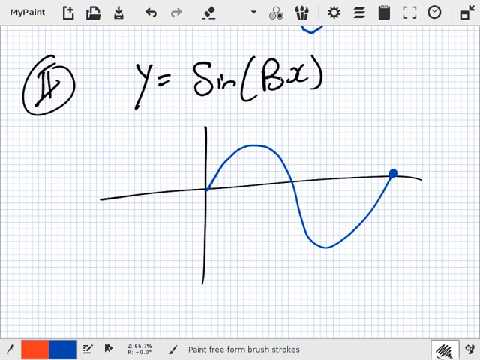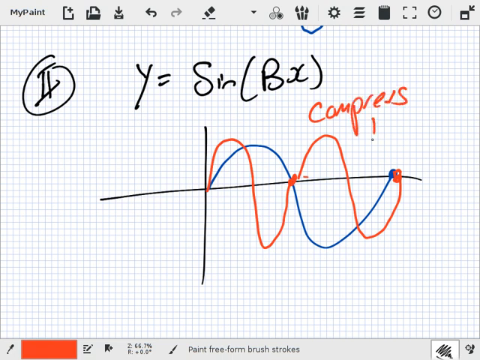Yeah, that's it. So what verb would you use? Any verb? Squished is fine, yeah. Squished, compressed. So it's actually narrower. You get twice as many. So instead of being like this, you'll have 2 of them. So it compresses by b.